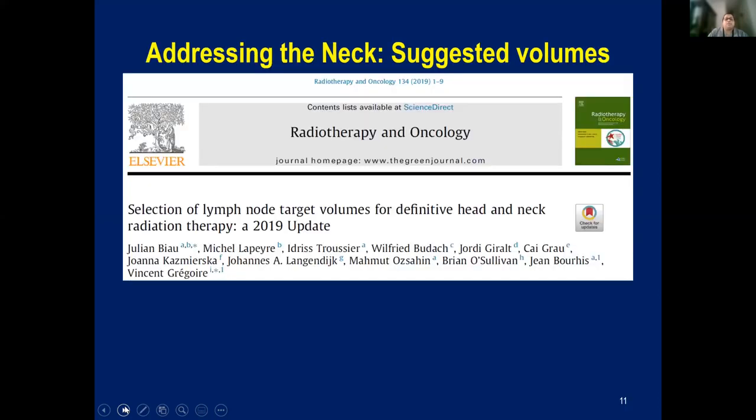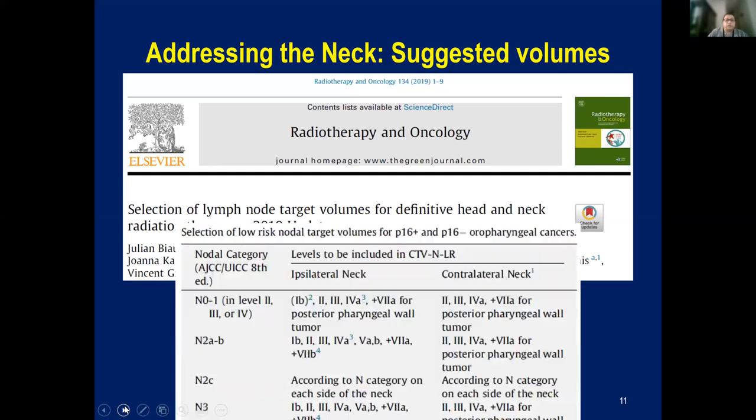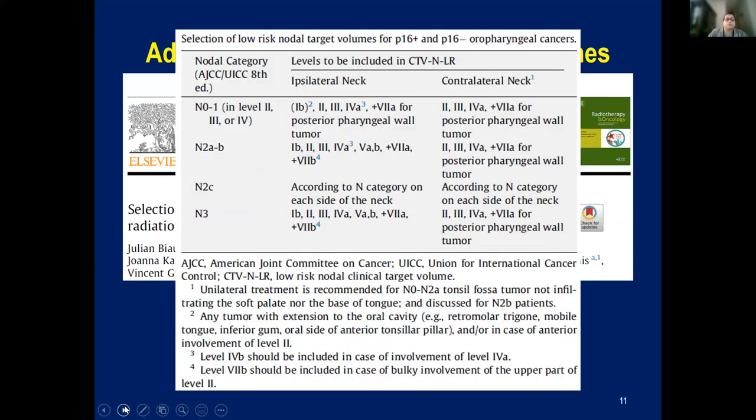Now, addressing the neck, this is again for any of the radiation oncologists in the audience, and this is essentially the paper by Julian Biao, which typically tells us about the nodal volumes that need to be included in the high risk and the low risk levels, depending upon the extent of disease and the extent of nodal disease.